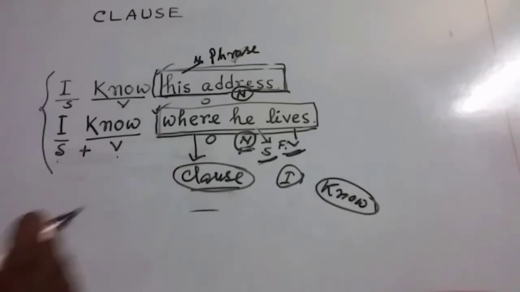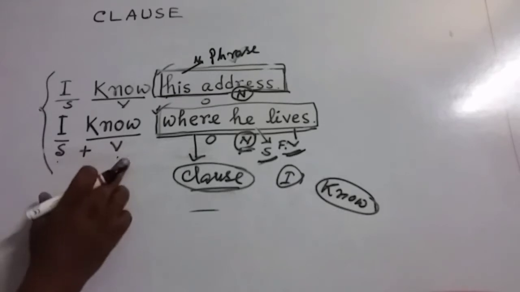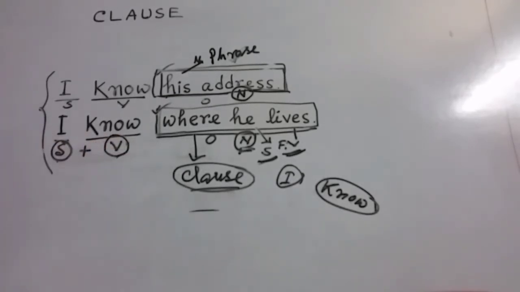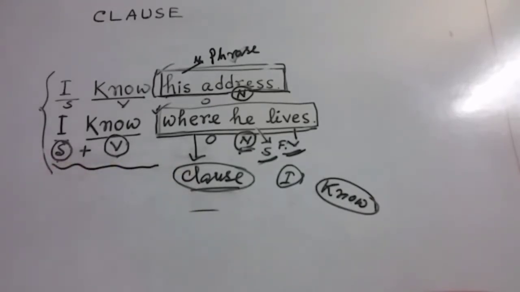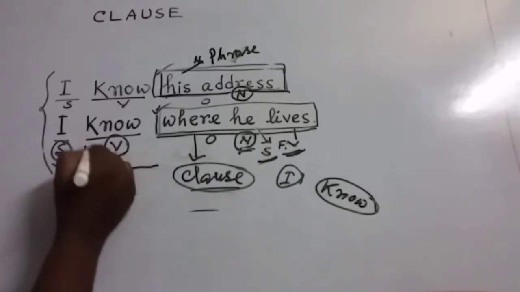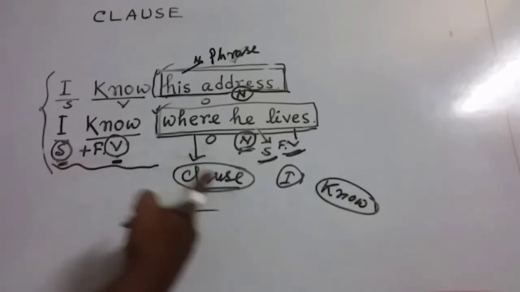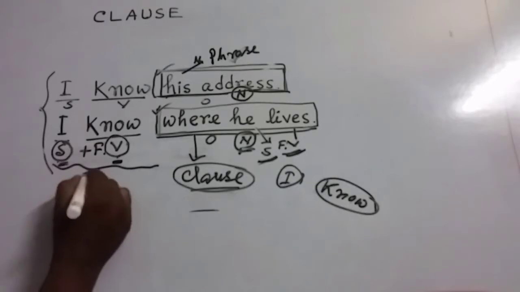So in this sentence there is another part. Here you can see there is the existence of a subject and also there is the existence of a verb. So this part is also a clause. A clause means there must be a subject and a finite verb. So this part is also a clause, this part is also a clause. My dear friends, this is also a clause.